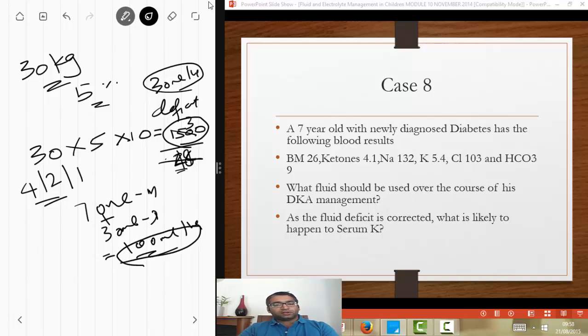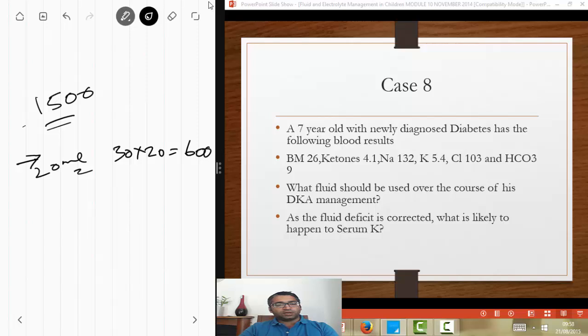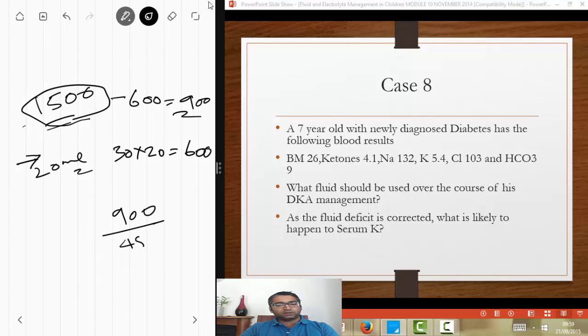But what you need to remember is, as soon as the child comes in with DKA, we would give some fluid boluses. So of that 1500 deficit we calculated, the child comes into A&E, let's assume someone has given a 20 ml per kilo bolus. So that will be 30 times 20, 600 ml would have been given already. So when you calculate the deficit, you need to take that 600 out. So that gives you 900, and you're only replacing that 900 ml over the next 48 hours.